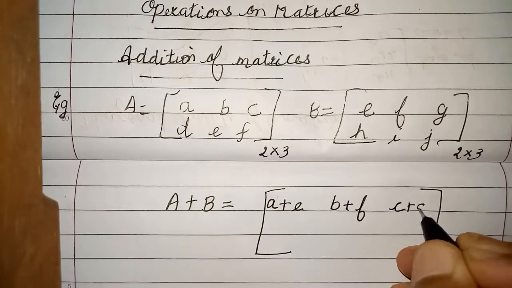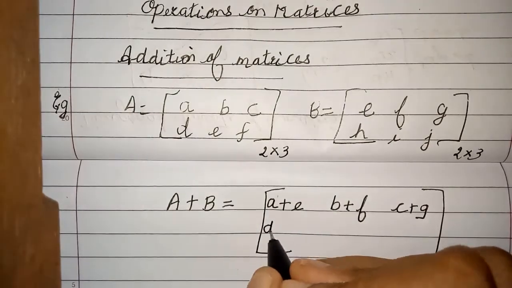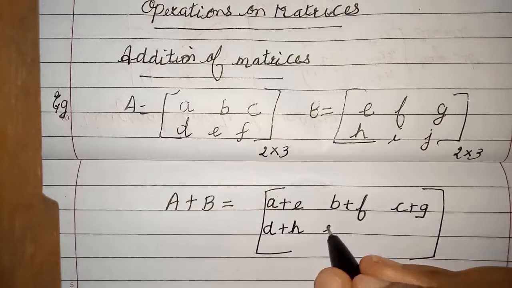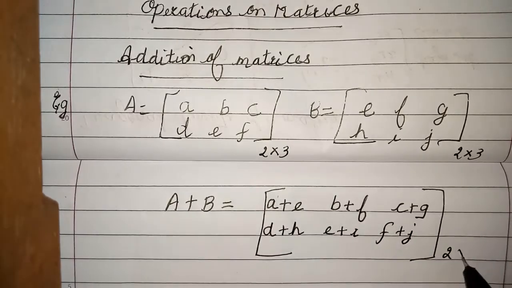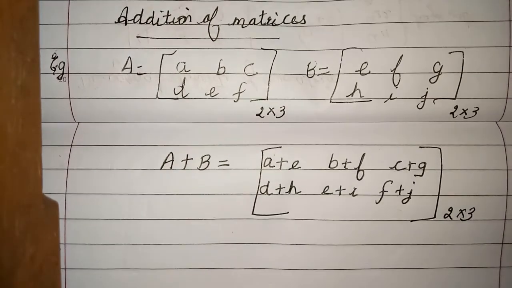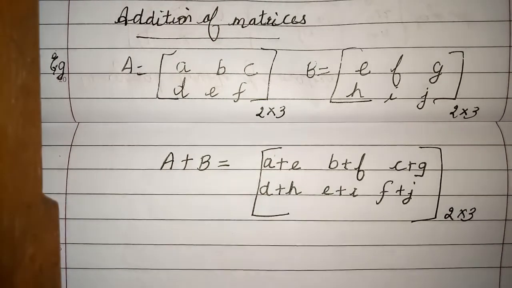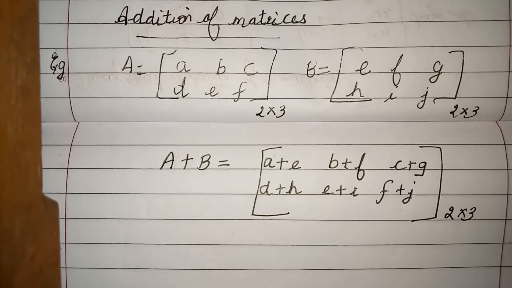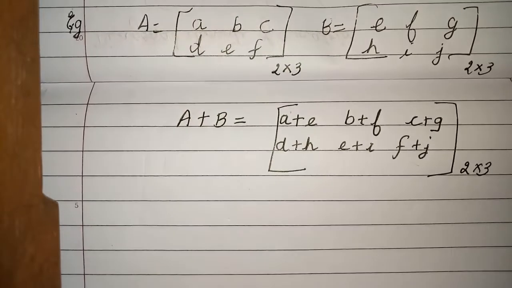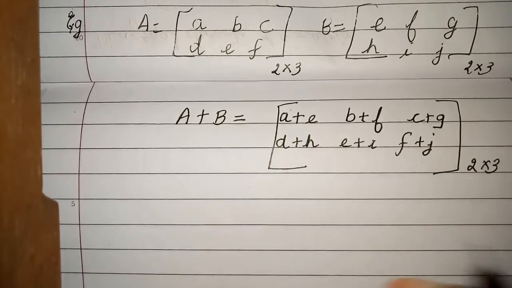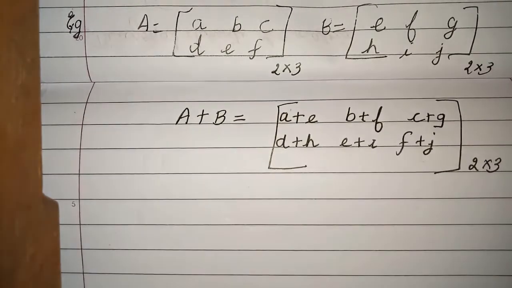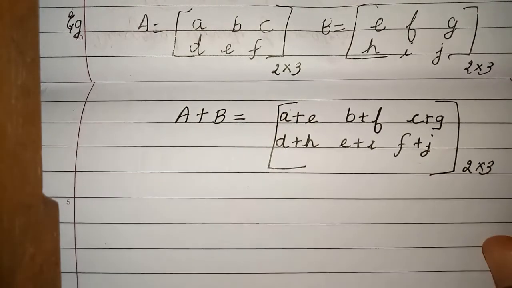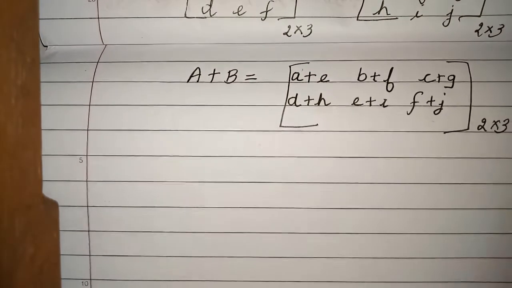Similarly, you have A13, and you have A21. There is no confusion. Directly, corresponding elements you add. Is that clear? So addition of matrices is possible only when the matrices are of the same order, so that you can add the elements at the respective positions. That means if A and B are not of the same order, then A plus B is not defined. If both the matrices are of different order, then A plus B is not defined. Is that clear?